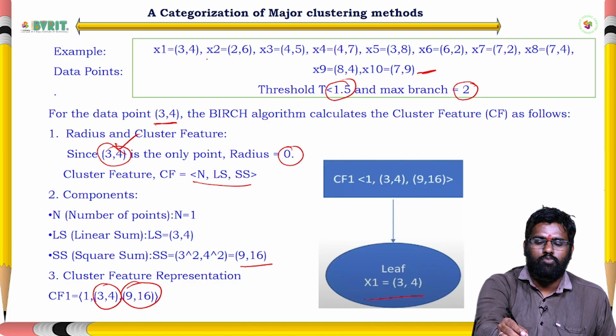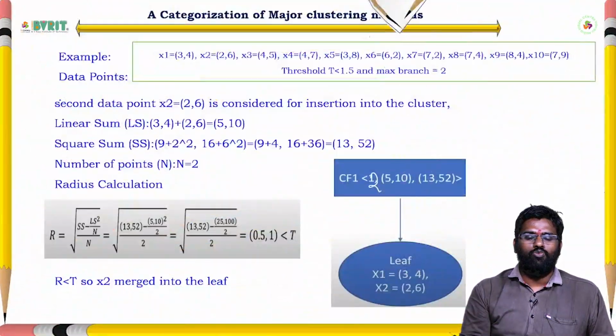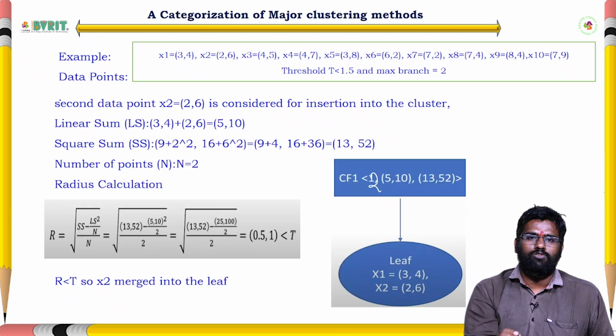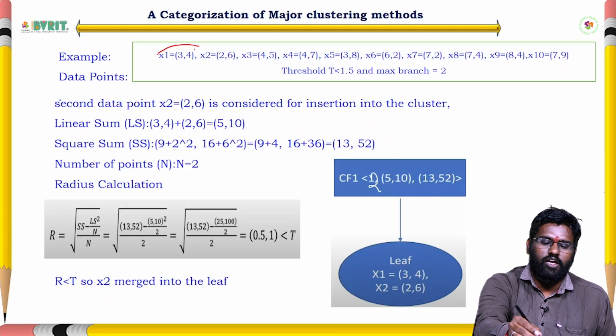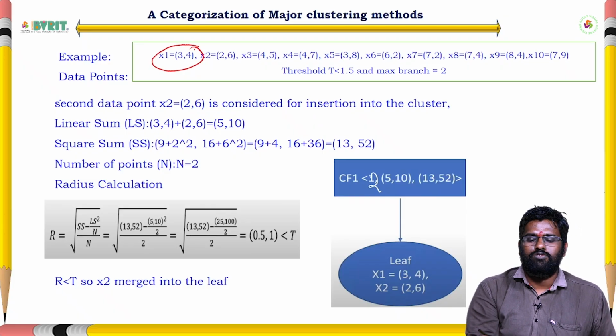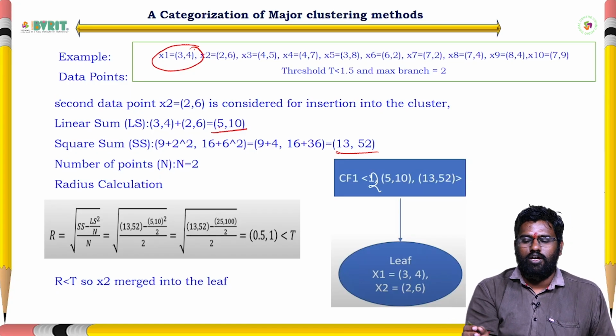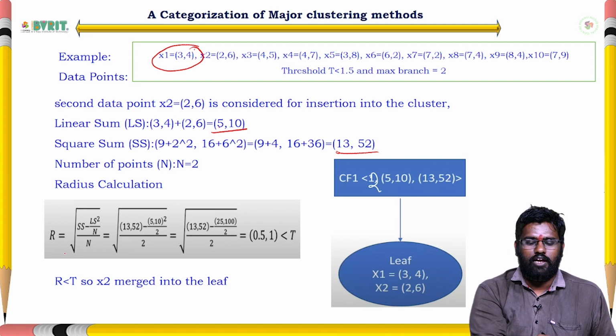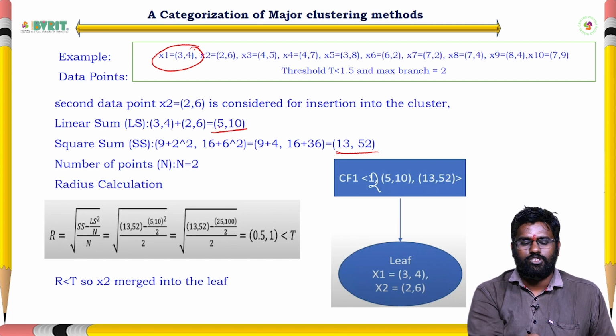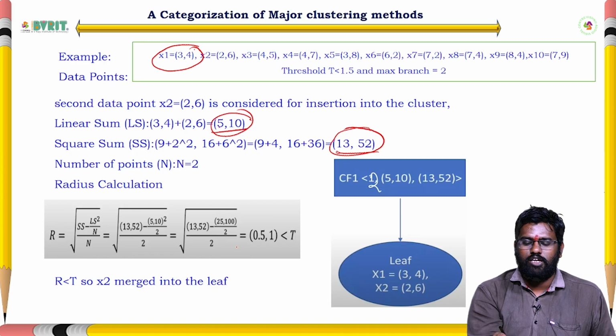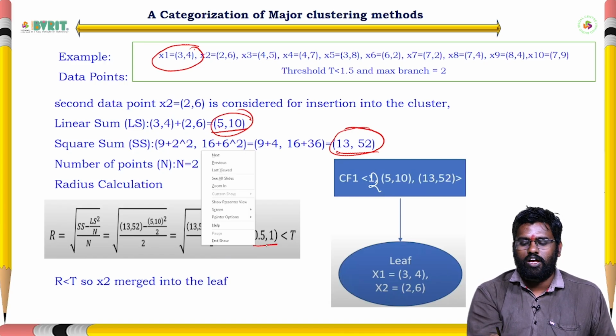Next we will do the same process for x2. x2 has 2 values, since the previous x1 is also there with x2. So 3, 4 plus 2, 6 gives the linear sum 5, 10 and the sum of squares 13, 52. Now we add that 5, 10 and 13, 52, and again we need to do the radius calculation. The radius calculation means sum of squares minus linear sum squared divided by N. So 1352 minus 510 squared divided by 2, and that value is 0.5, 1.